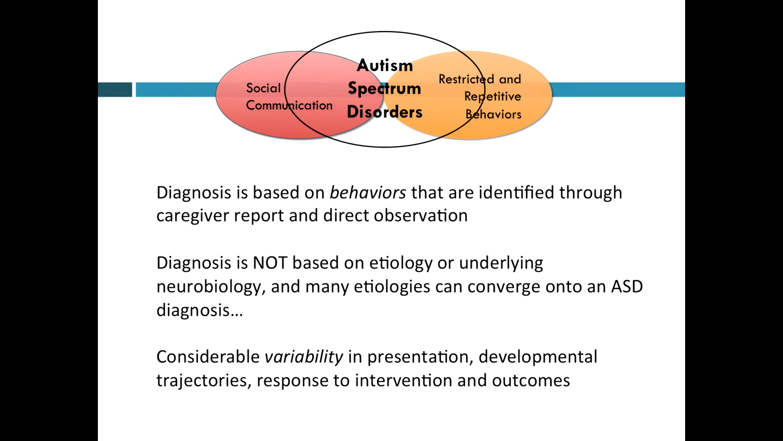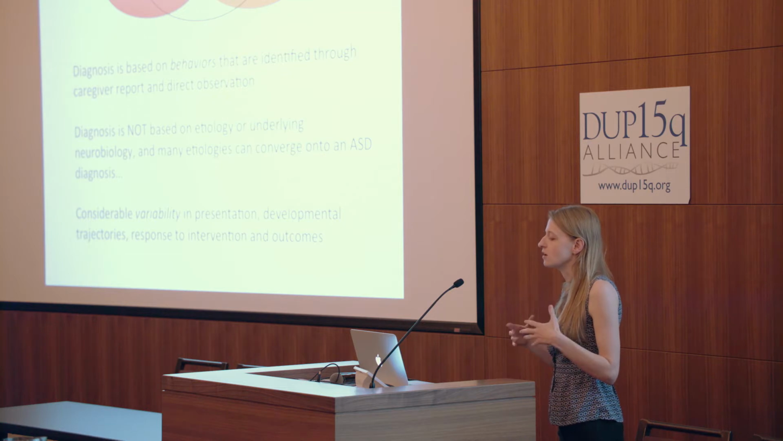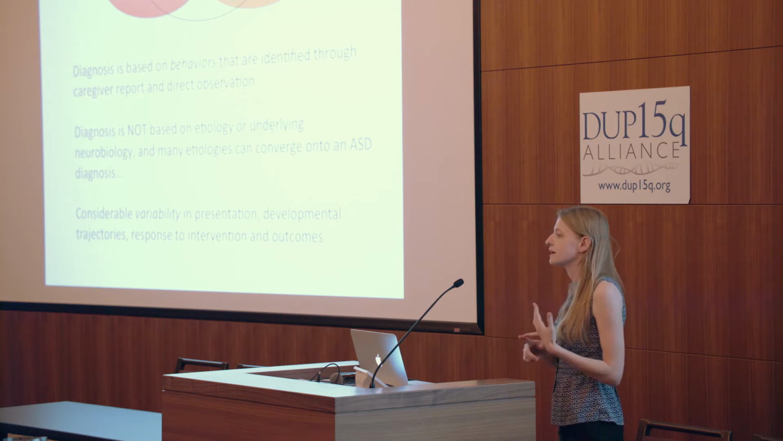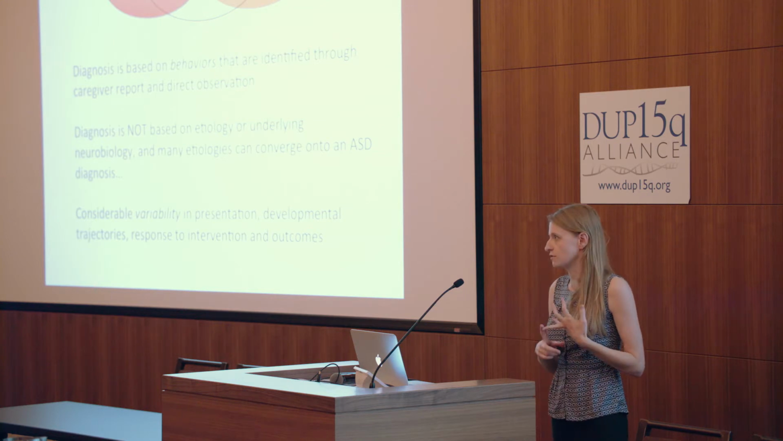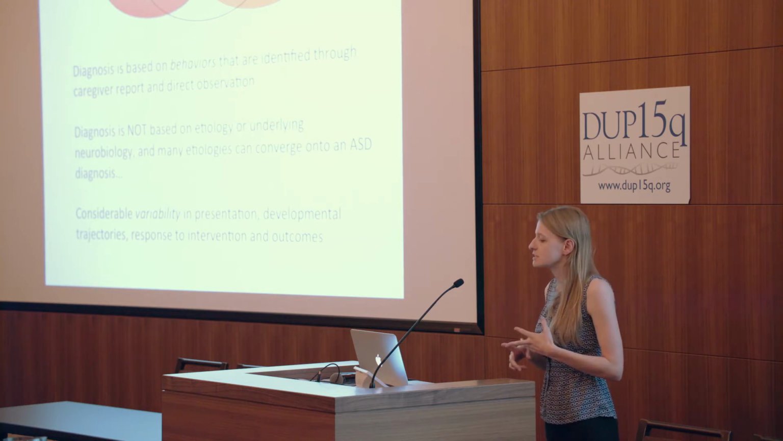The important thing to think about in ASD in general, but I think especially in things like Dup15q syndrome, is that ASD is a diagnosis that is made based on behavioral observations, behaviors that parents report to us, behaviors that we observe in the children. It's not a diagnosis that is based on etiology or underlying neurobiology, and so there are a lot of different ways that you can come to have ASD-type impairments. And so we see considerable variability in the way these kids present, what their developmental trajectories are, how they're going to respond to intervention, and then the outcomes.